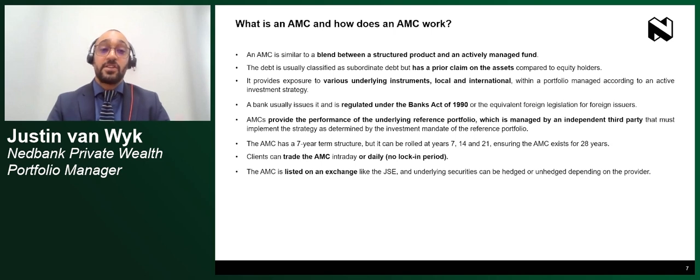However, the reason why, and I'll go to the credit ratings, etc., later, this debt still has prior claim on the assets compared to equity holders. And what this means is that if, for whatever reason, UBS as the issuer goes insolvent, the debt holders, in terms of the AMC, will have prior claim to the assets compared to the people who've invested from an equity perspective into UBS.